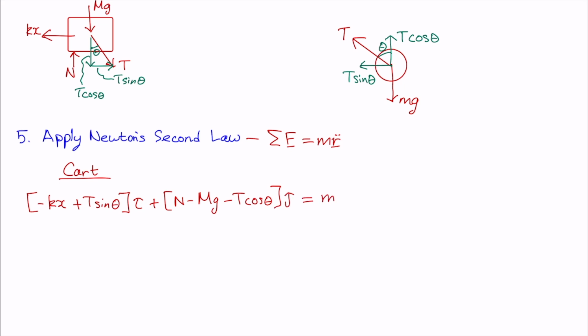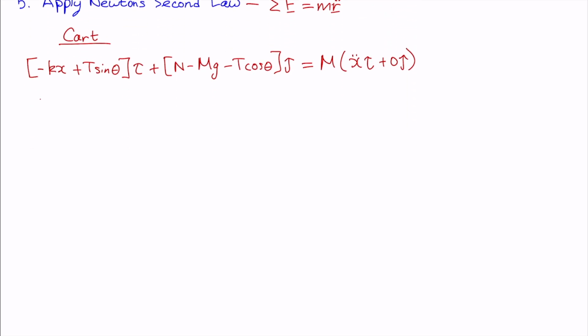This is equal to m. And now we'll write out our acceleration vector, and it should be a big M, not a little m. Big M. And this is going to be x double dot in the I direction plus 0 in the j direction. And now we're going to split this up into components.